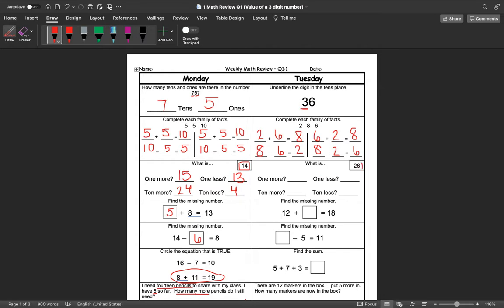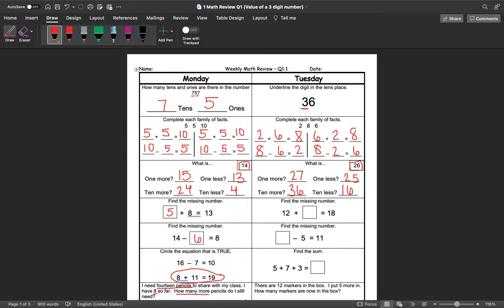All right, and this one, if you use a number chart, with the number 26, if we add one more going this way, it would be 27. If we subtract 1 or go 1 less, we're going this way 1 block. So that would be 25. 10 more would be going down 1 block. That would be 36. And 10 less would be going up 1 block, which would be 16.